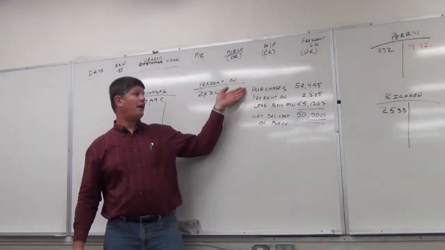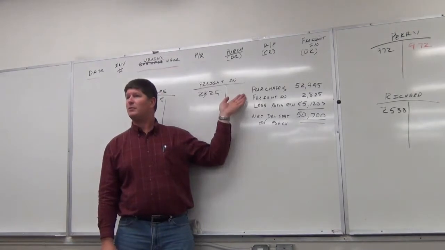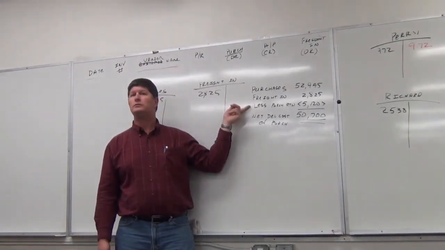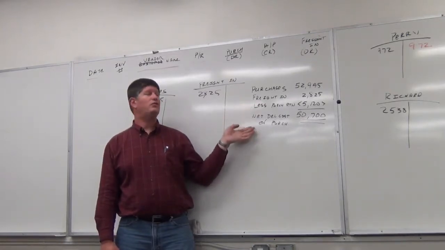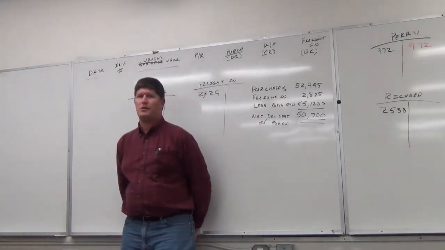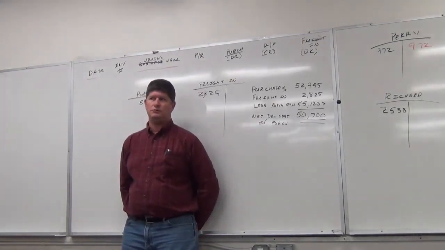So it's what did I buy? Add the freight that it cost to get it here. Subtract whatever I returned, whatever discounts I got, and here's what all my purchases cost me for the month. Good? Good.